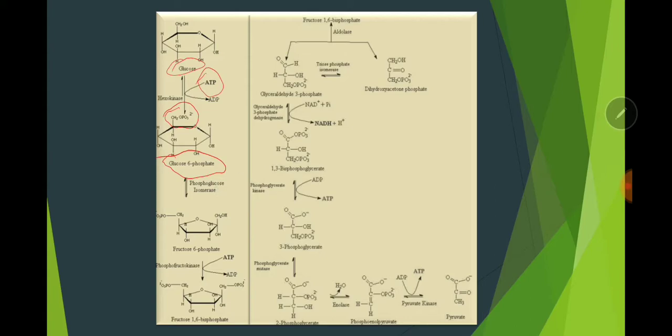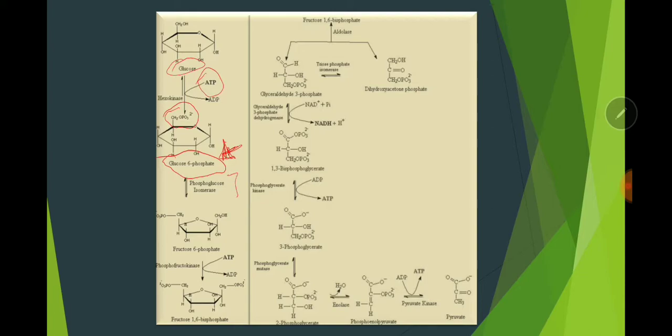Okay, and this traps it. So when you form the glucose 6-phosphate, you are trapped. This cannot move outside the cell. So now the glucose, which is able to cross the membranes, is now trapped when you add a phosphate, when you form glucose 6-phosphate. So it's now trapped inside the cell.